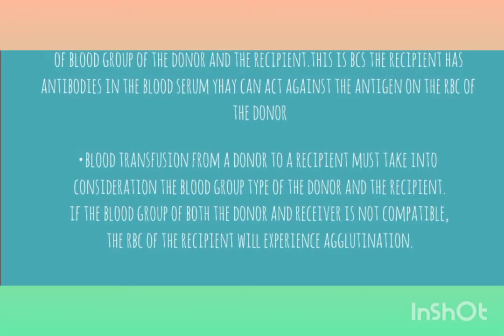Blood transfusion from a donor to a recipient must take into consideration the blood group type of the donor and the recipient. If the blood group of both donor and receiver is not compatible, the red blood cell of the recipient will experience agglutination. Means, if the donor and the recipient don't have the same blood group and antigen, it will experience agglutination.